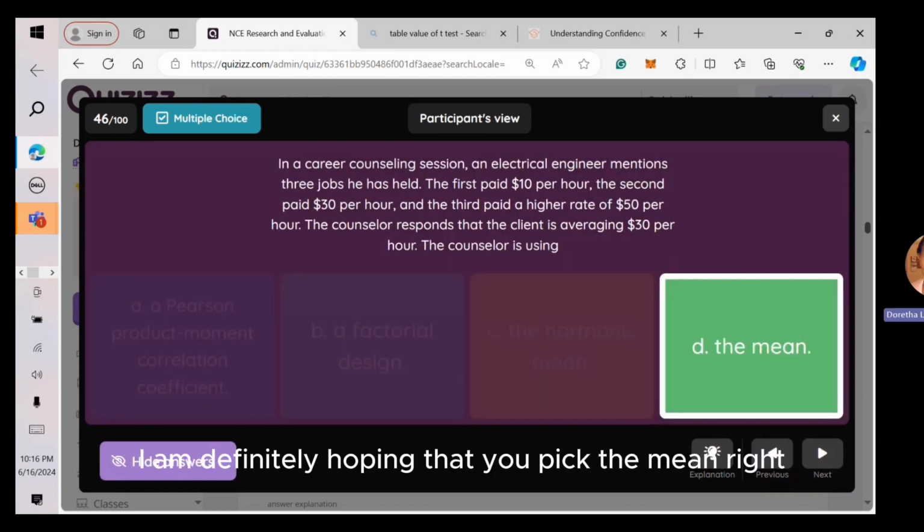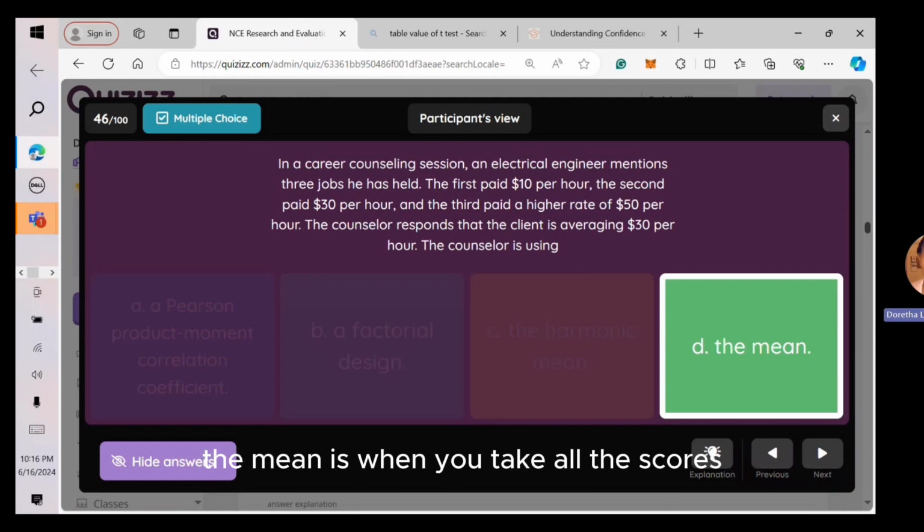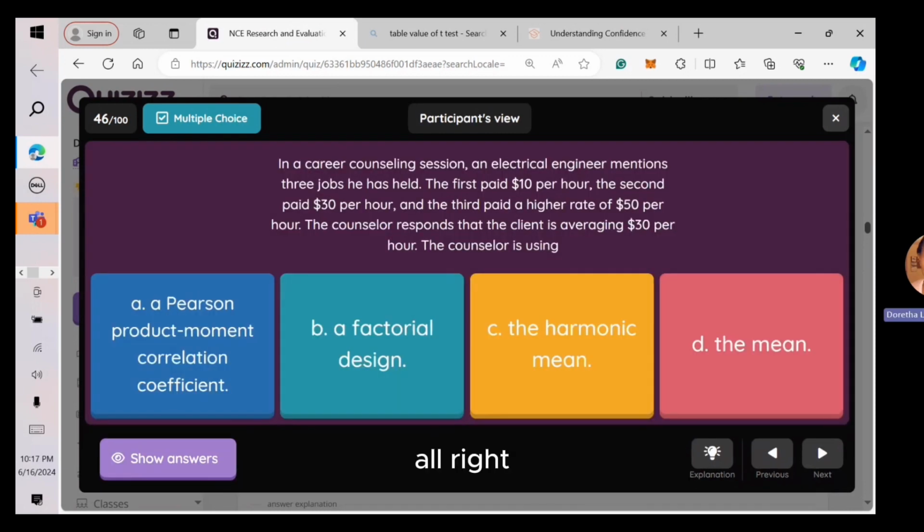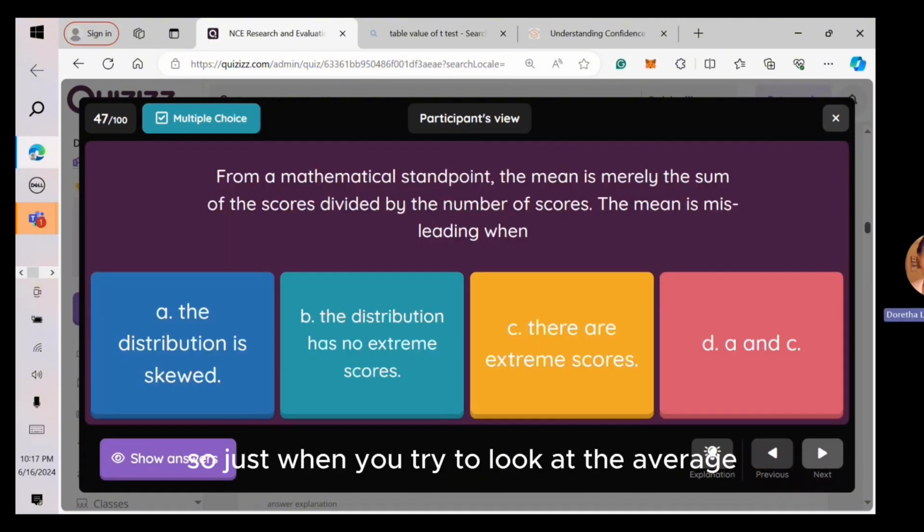I am definitely hoping that you pick the mean, right? The mean is when you take all the scores, in this case the 10, the 30, and the 50, add them together and divide by 3. And then you would get $30 per hour. So when you're trying to look at the average, you add up all the scores and divide that total by however many individual scores you have.